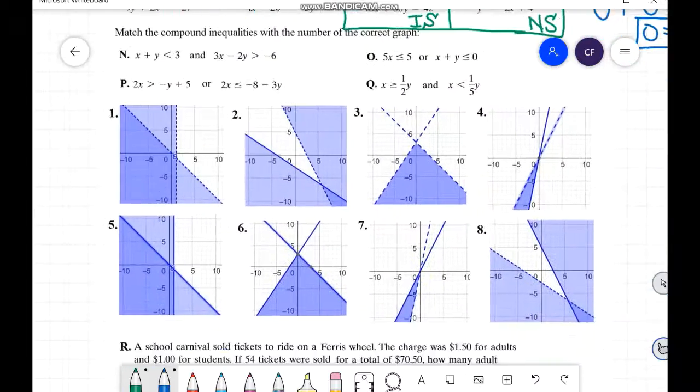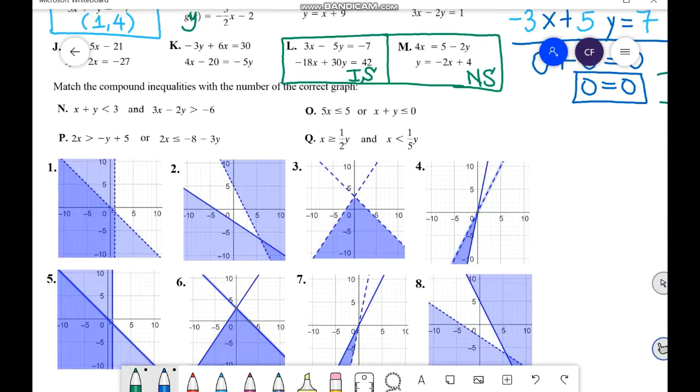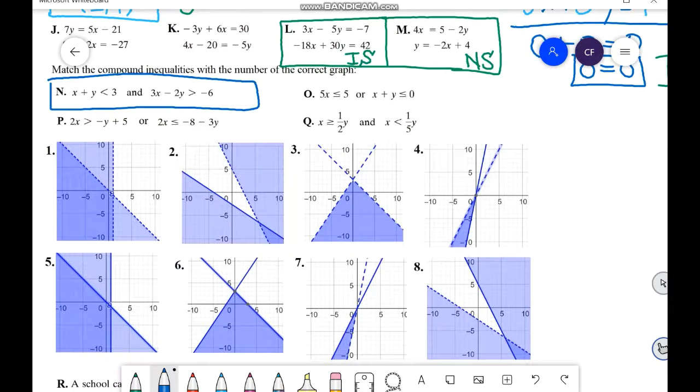Let me move to the next set. I want to have time to go over all the questions. Match the component inequalities with the number of the correct graph. Let's work on the first one, letter N. Notice that we have 4 component inequalities and we have 8 graphs. That means you're going to have 4 real answers and 4 fake answers. Make sure you identify which one is the real answer, which one is the fake. Okay? Let's check letter N.